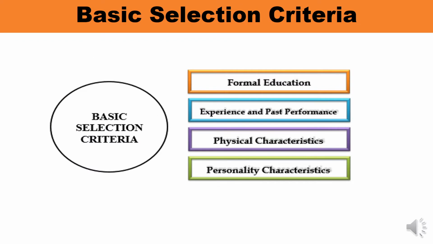Basic selection criteria. Every organization at first completes the recruitment process, then starts the selection process. So in this regard, we can say where recruitment and selection processes start. There are four basic criteria of the selection process: formal education, experience and past performance, physical characteristics and personality characteristics. These are the most important criteria of the selection process.